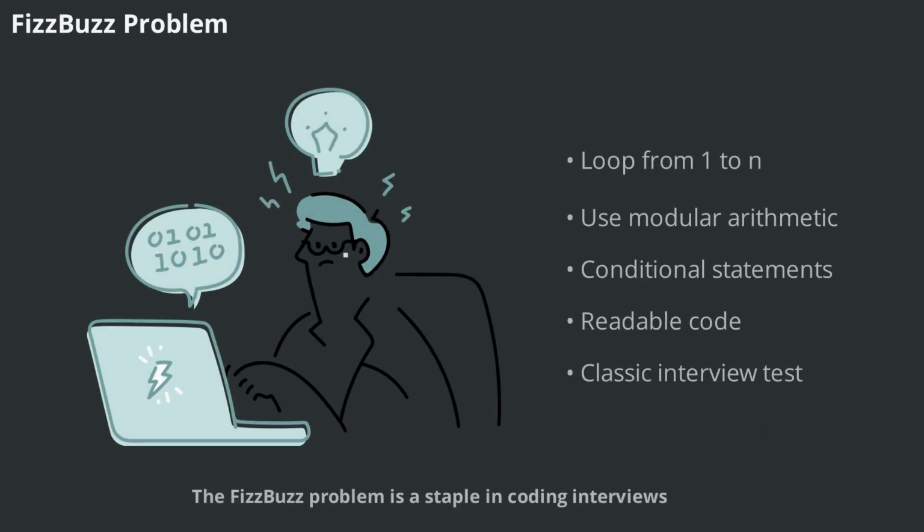The FizzBuzz problem is a staple in coding interviews. It challenges you to print numbers from 1 to n, replacing multiples of 3 with Fizz, multiples of 5 with Buzz, and multiples of both with FizzBuzz.